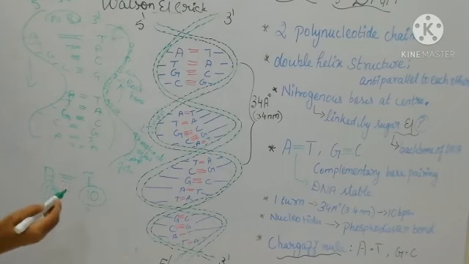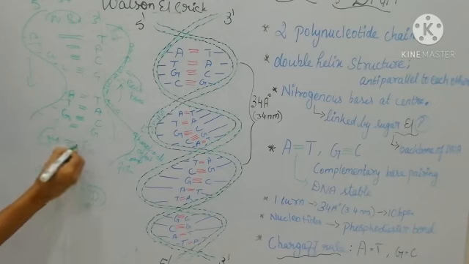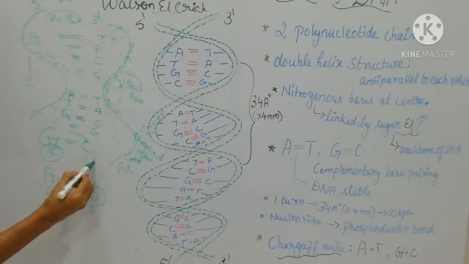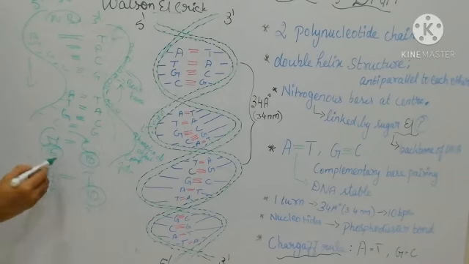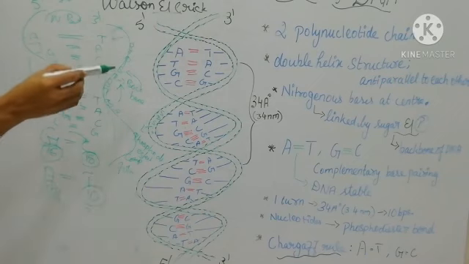And the proportion of guanine will always be similar to that of the cytosine. So if there are 15 guanine, these 15 guanines will always pair with the cytosine. So there should be 15 cytosine. And if there are 25 guanine, there should be 25 cytosine. So these are all about the structure of DNA.